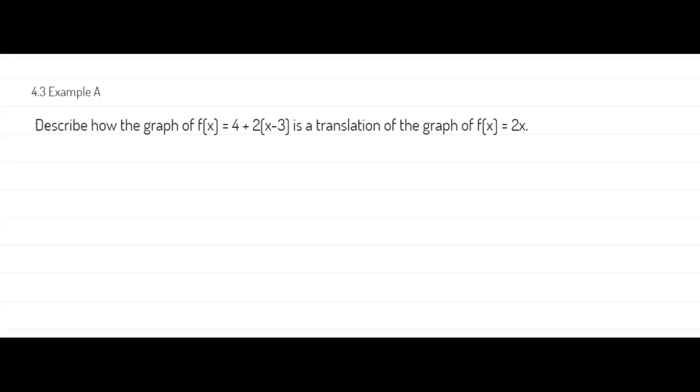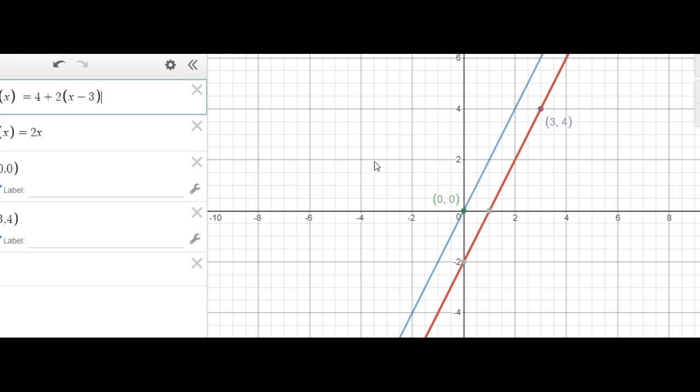Alright, hey, welcome to 4.3 example A, and it says, describe how the graph of f of x equals 4 plus 2 parentheses x minus 3 is the translation of the graph f of x equals 2x. Alright, so what we're going to do is let's take a look at these graphs first, okay? So what we have here is this blue one is just f of x equals 2x, alright? And the red one is f of x, but the 4 plus 2x minus 3, alright?